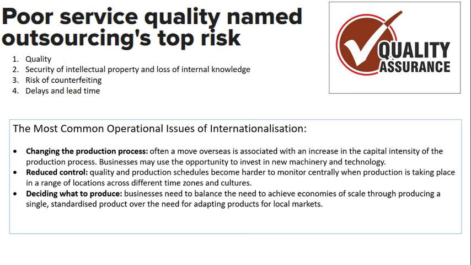Deciding actually what to produce. So, for businesses, a big reason for internationalisation and moving abroad and selling abroad and producing abroad is to achieve economies of scale through producing a single standardised product. But we've seen from Bartlett and Ghoshal's model that a single standardised product won't necessarily work in every market. So businesses need to decide, what are we actually going to produce?